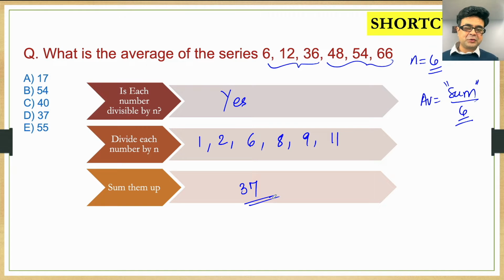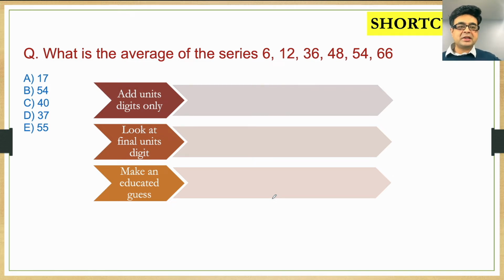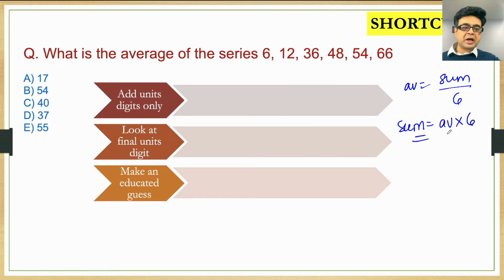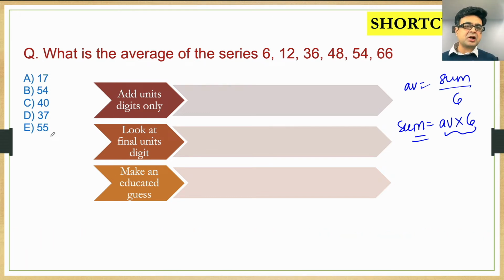If not, take a moment to quickly review this before we move on to the next shortcut. In this shortcut, we are going to make an educated guess without actually calculating anything. So we know that the average is the sum of the numbers divided by 6. So my sum is nothing but average multiplied by 6. So the units digit of the sum would have to be the same as the units digit of average multiplied by 6. So as you can see, there are several different units digits. So there is a possibility that if we can figure out the units digit of the sum, I can easily figure out what the average is going to be.